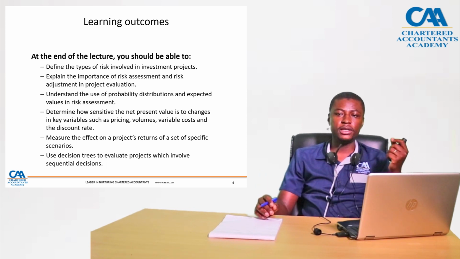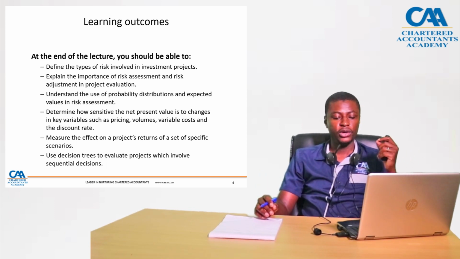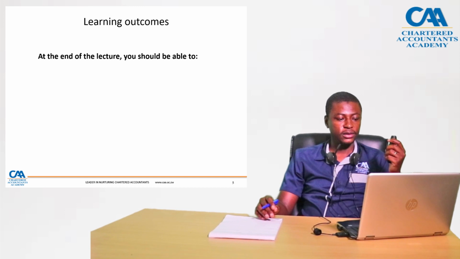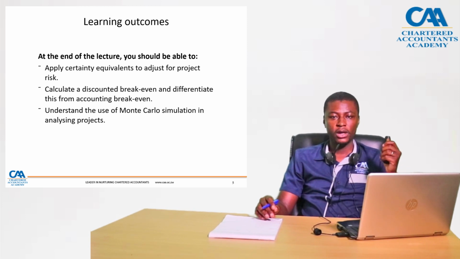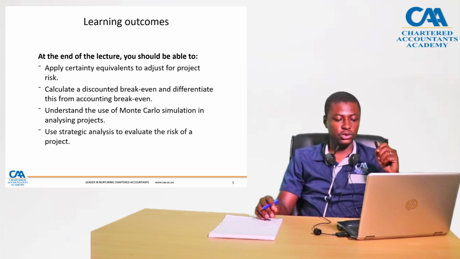Then we are also going to briefly discuss the use of decision trees to evaluate projects which involve sequential decisions. So before we kickstart, some further lecture outcomes: application of certainty equivalence, use of discounted break-even and differentiating it from the accounting break-even, and then also briefly discussing the use of Monte Carlo simulation in analyzing projects, and then using strategic analysis to evaluate the risk of a project.